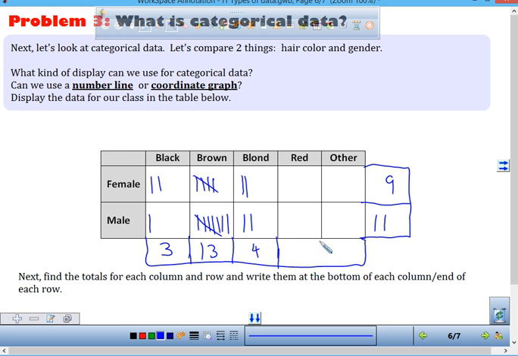Now, you're going to get, at the end, a grand total. What's 9 plus 11? 20. And what is 3 plus 13 plus 4? They should both equal what? The same number. If they don't, then we counted wrong somewhere. Okay? 9 and 11 equal 20. 13, 3, and 4 equal 20. Okay? Questions? Okay.